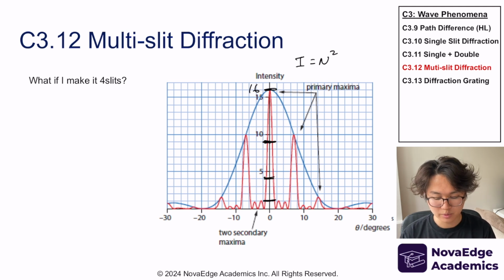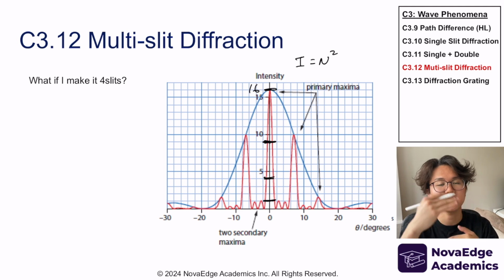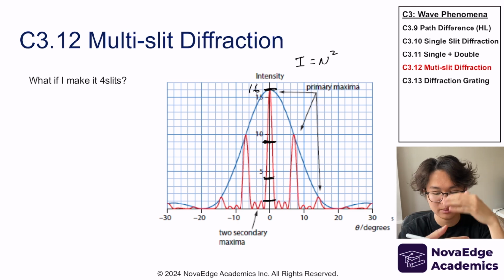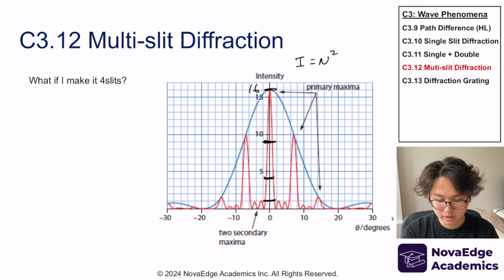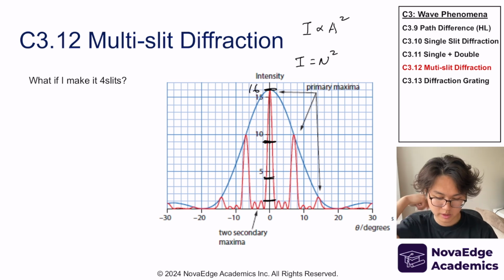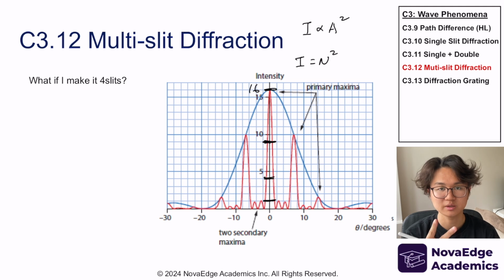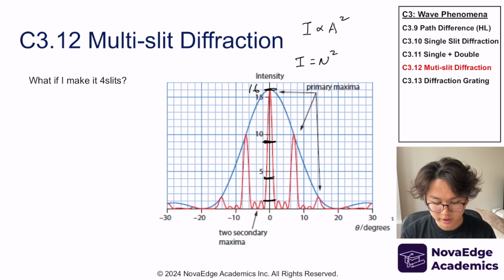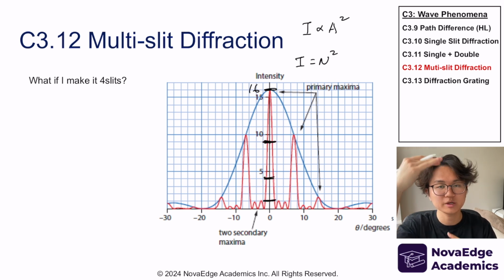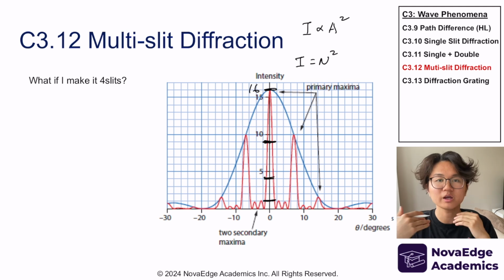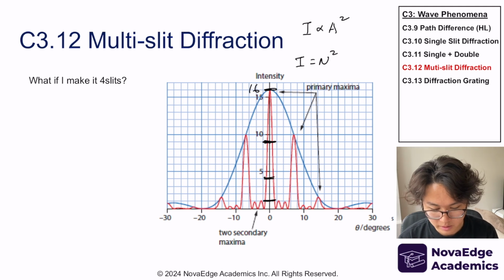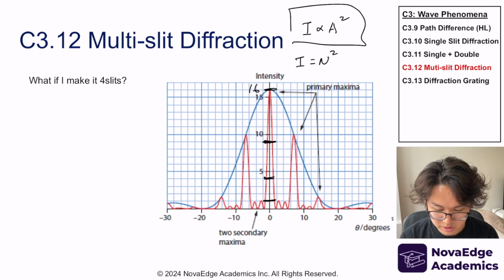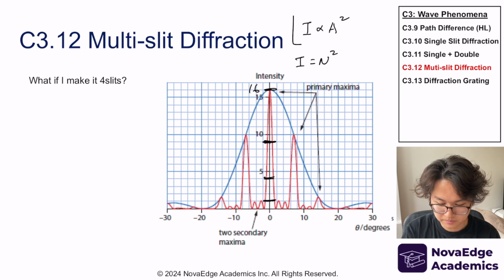Because remember, in constructive interference the amplitudes add with each other, which means they just combine, right? But intensity is actually proportional to amplitude squared. So let's say I have 2 slits. That means I have double the amplitude, which leads to 4 times the intensity. What if I have 3 slits? Well, I have triple the amplitude. They combine and make it triple the amplitude. That means I have 9 times the intensity. Okay, so that's the relationship between intensity and amplitude.